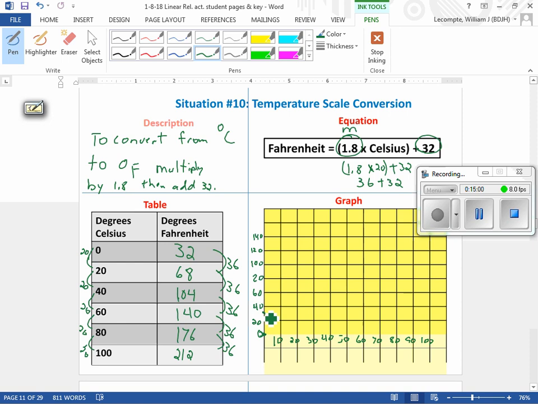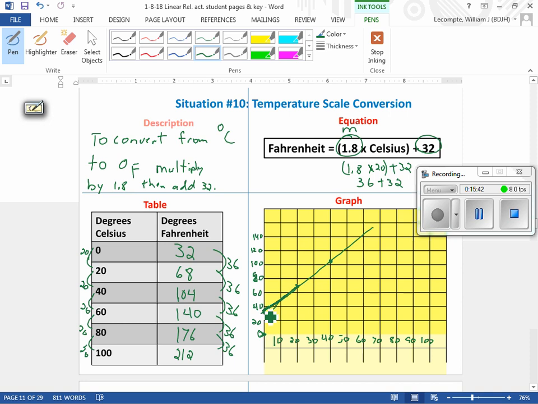Just making a guesstimate. Now, when we're at 20, we're going to go up to 68. So 70 is about right here, so we're just going to go a little bit below 70. And that's an actual 80. It's not 70. All right, and so at 40, we're going to go to 104. So we're just going to go a little bit above the 100, and we're just going to say that's good enough for our graph. Right, we want that as best as possible. Okay, that'll do it for number 10.